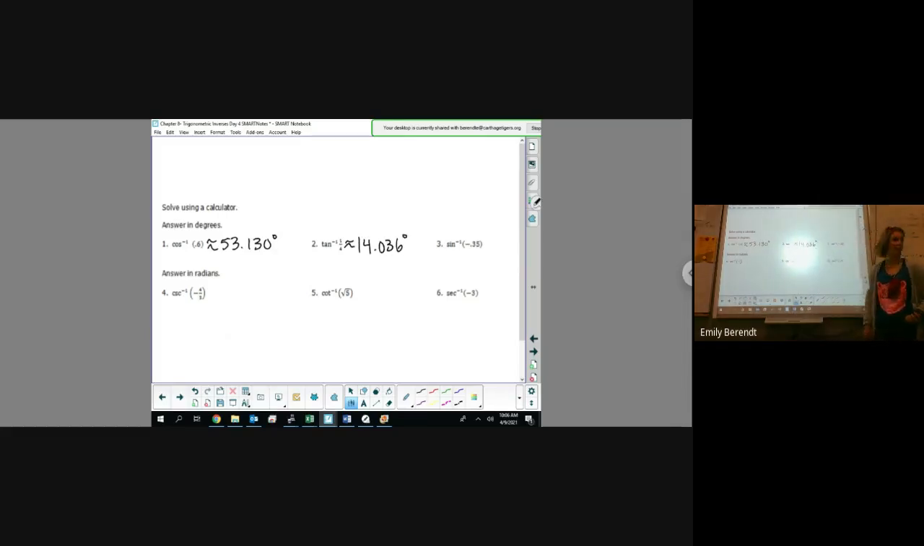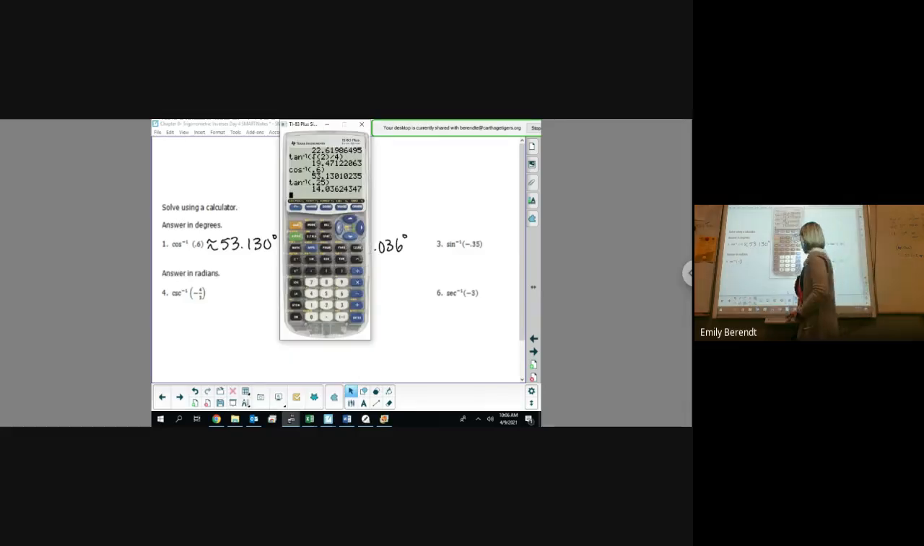And inverse sine of a negative ratio. Whoa. Our calculator is going to search in quadrant 4, and it's going to give us an angle that's negative, between 0 and negative 90. So second sine of negative 0.35, negative 20.487 degrees.